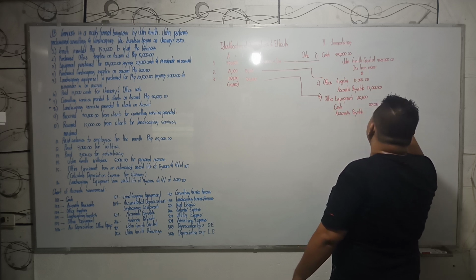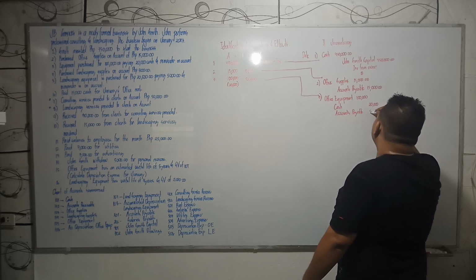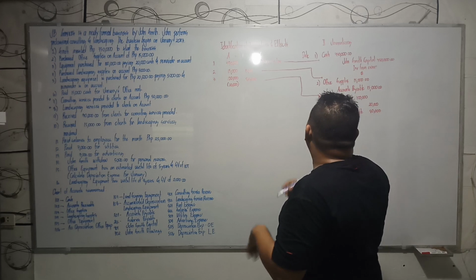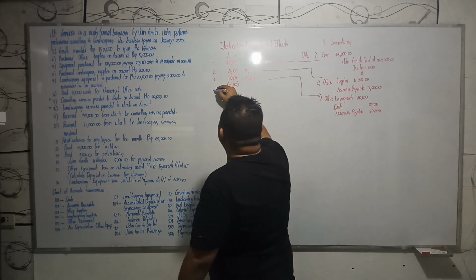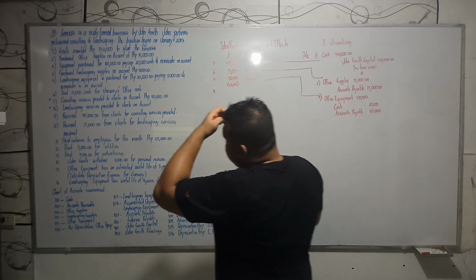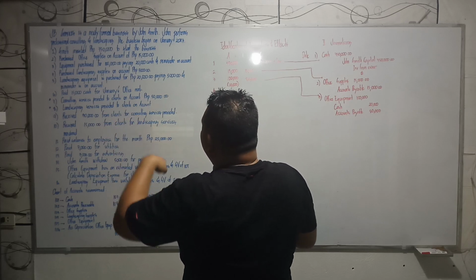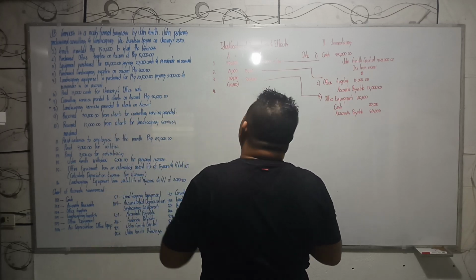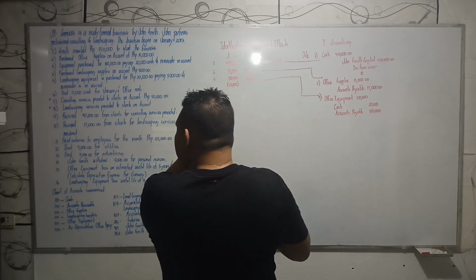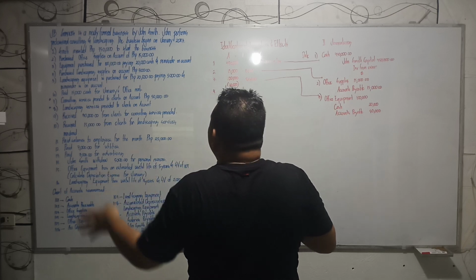That is how much? 20? No. That's 80,000. So that's for number 3 already. Let's go to number 4. So number 4, landscaping equipment is purchased for 20,000, paying 5,000, and the remainder is on account.